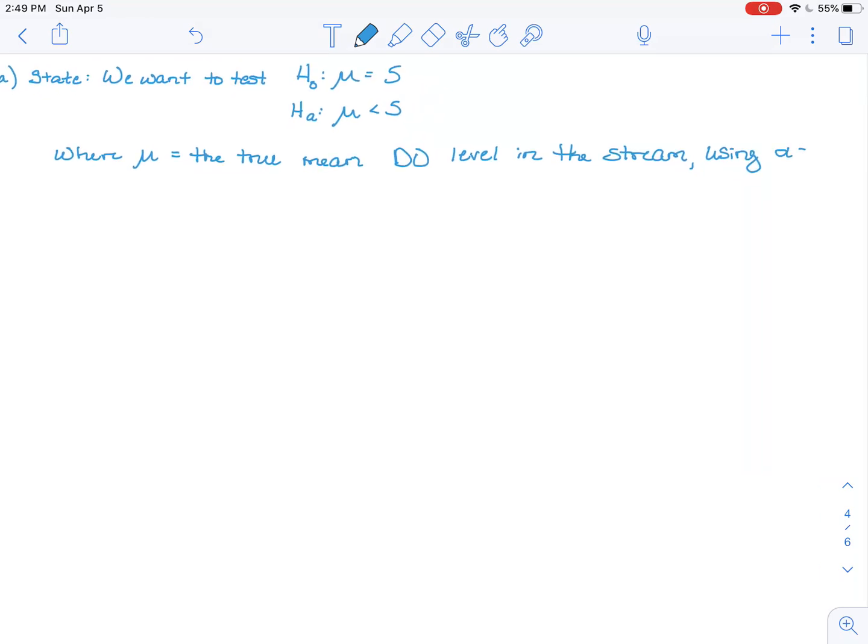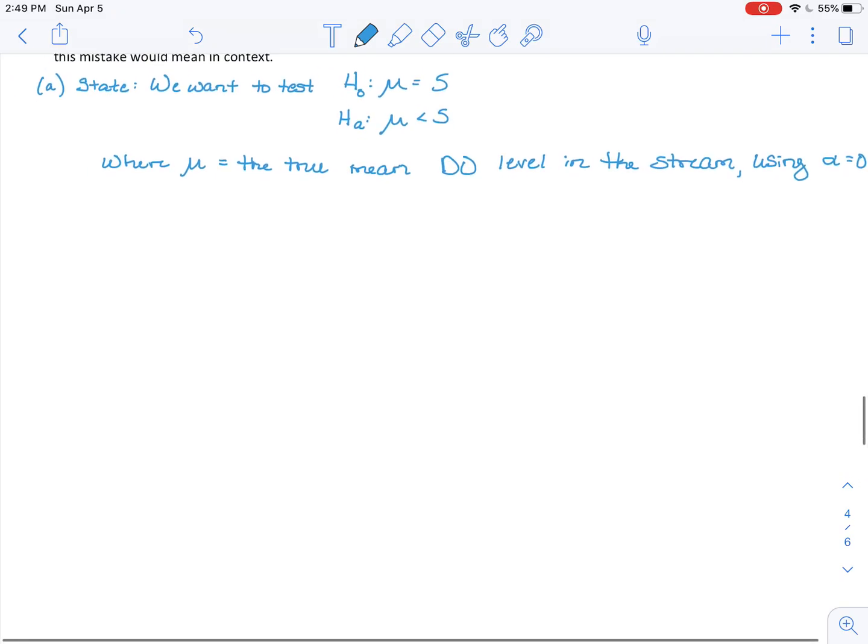So define your variable, but also go ahead and say the significance level that you're using. So that's our state step.